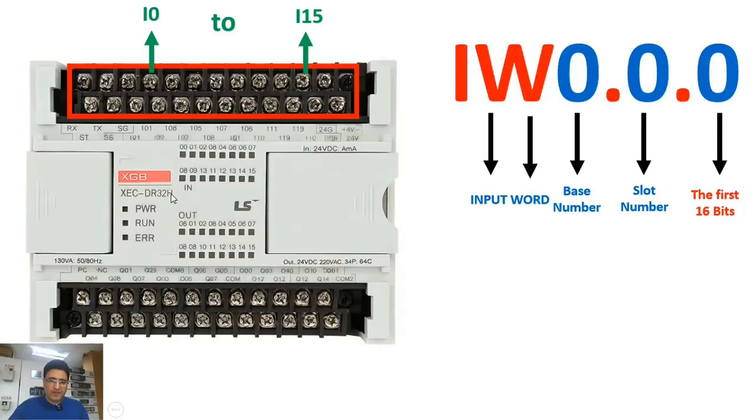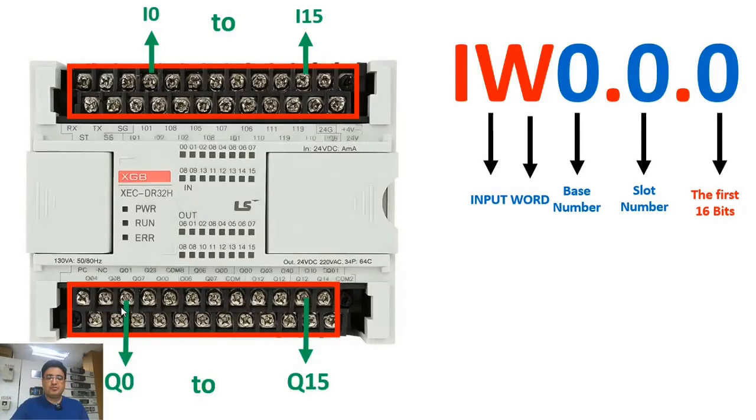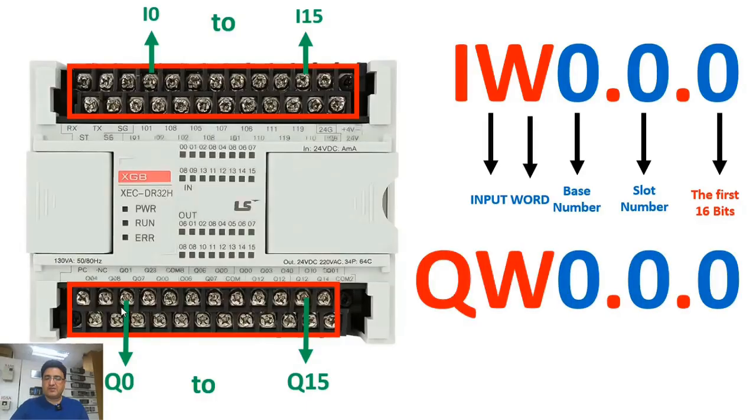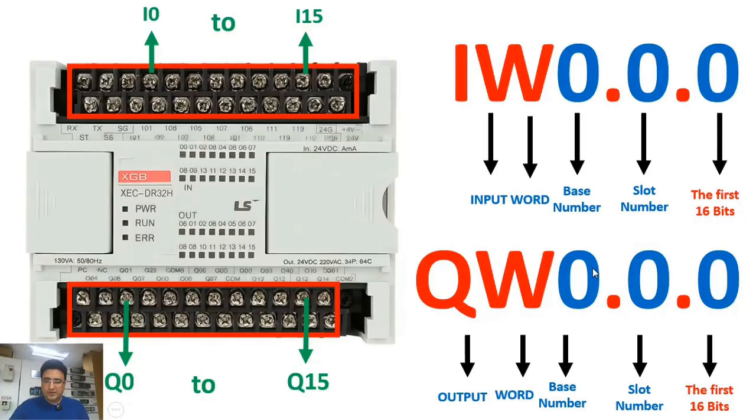Alright, now if in this same PLC, that is the XCDR32H, we want to command all 16 of its outputs at once, meaning we want to address and command Q0 to Q15 all together like this. The way to address it is keyword 0.0.0, which, well, all of these are similar to the previous ones, except that the last 0 here represents 16 outputs. That becomes our first output.